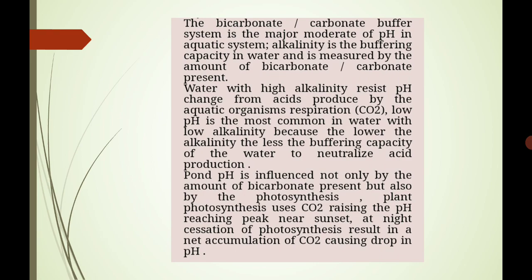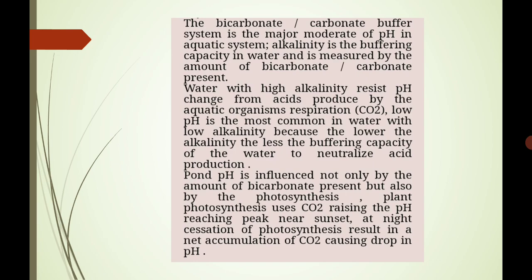Now, the bicarbonate carbonate buffer system is the major moderator of pH in an aquatic system. Alkalinity is the buffering capacity of water and is measured by the amount of bicarbonate and carbonate present within the water. Water with high alkalinity resists pH changes from acids produced by the respiration of aquatic organisms, that is CO2. Low pH is most common in water with low alkalinity, because the lower the alkalinity, the less the buffering capacity of the water to neutralize acid production.